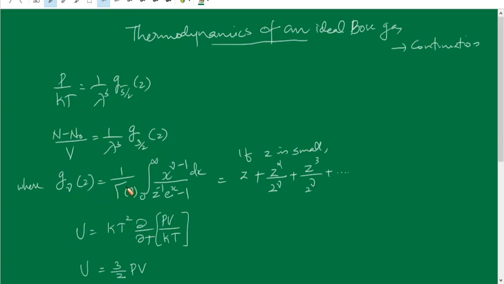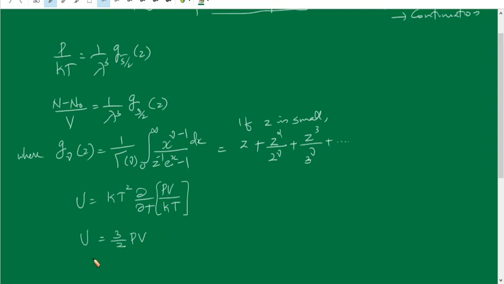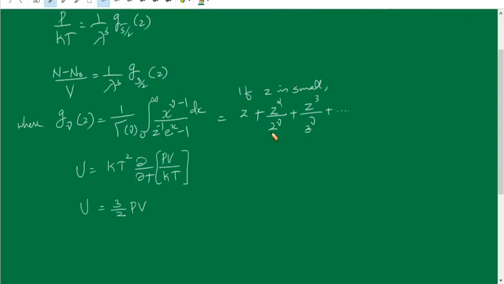g_nu of z is defined as this integral, and if z is very small, then we can write this as z plus z squared by 2 raised to nu, z cubed divided by 3 raised to nu, plus etc. And also we have the internal energy U equal to kT squared ∂/∂T of PV by KT, which is equal to 3 by 2 PV. So for small value of z, we can use this formula.